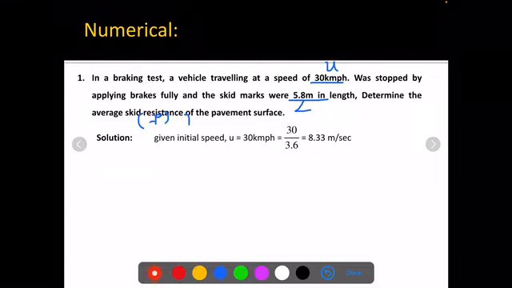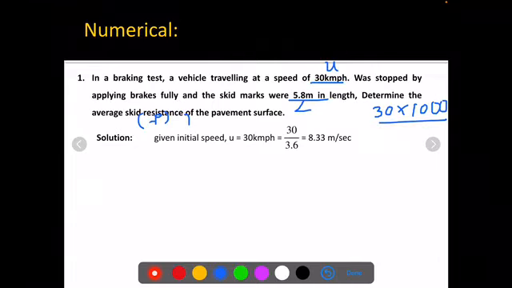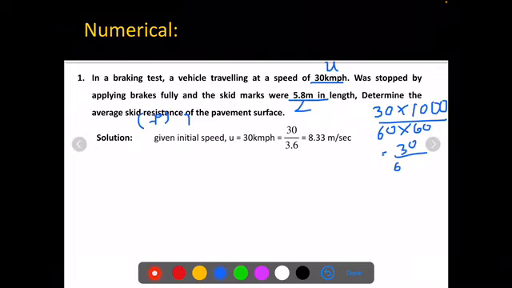How did we get this value? Converting kilometer to meter, 30 into 1000, divided by the conversion from hour to seconds, which is 60 into 60. In short, 30 into 1000 divided by 60 into 60, which gives you 30 divided by 3.6.